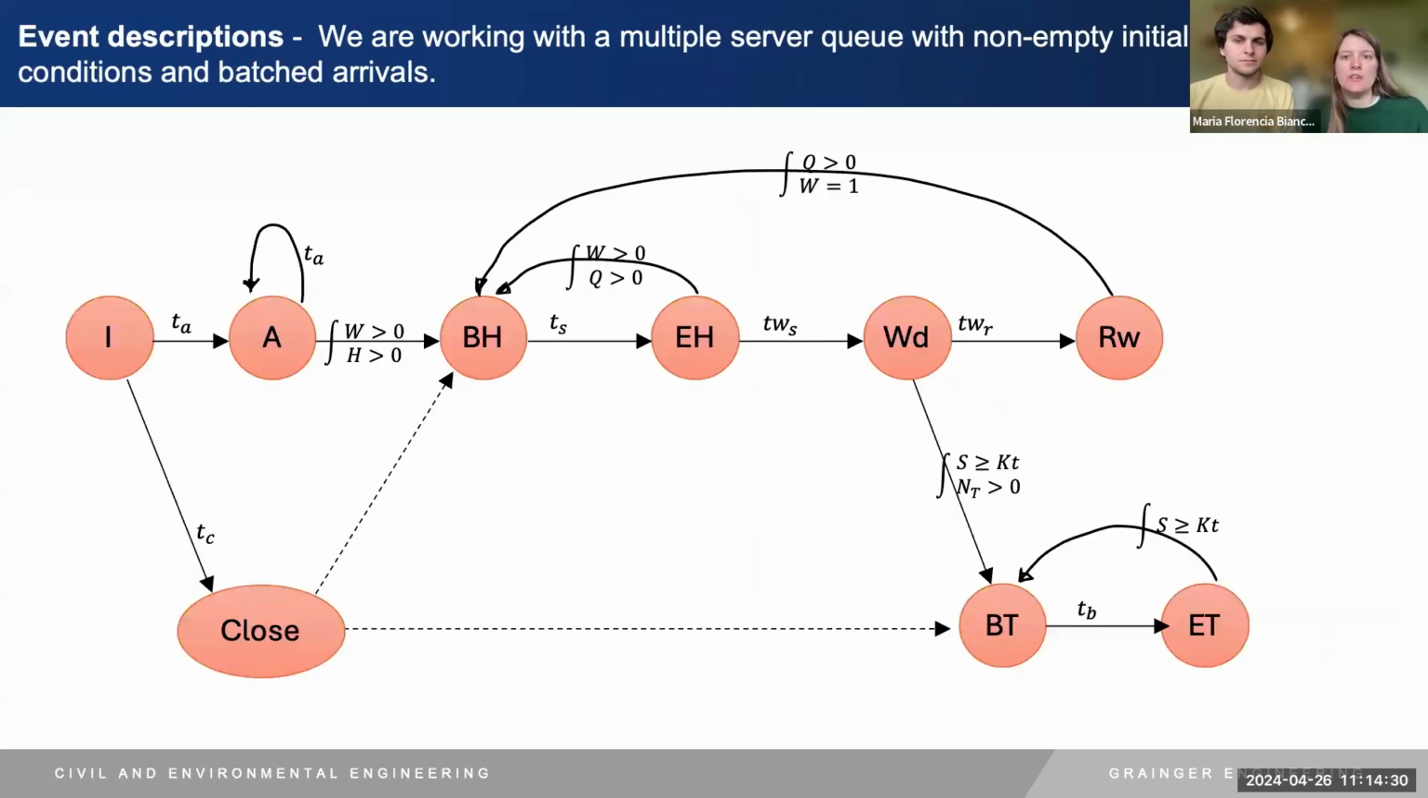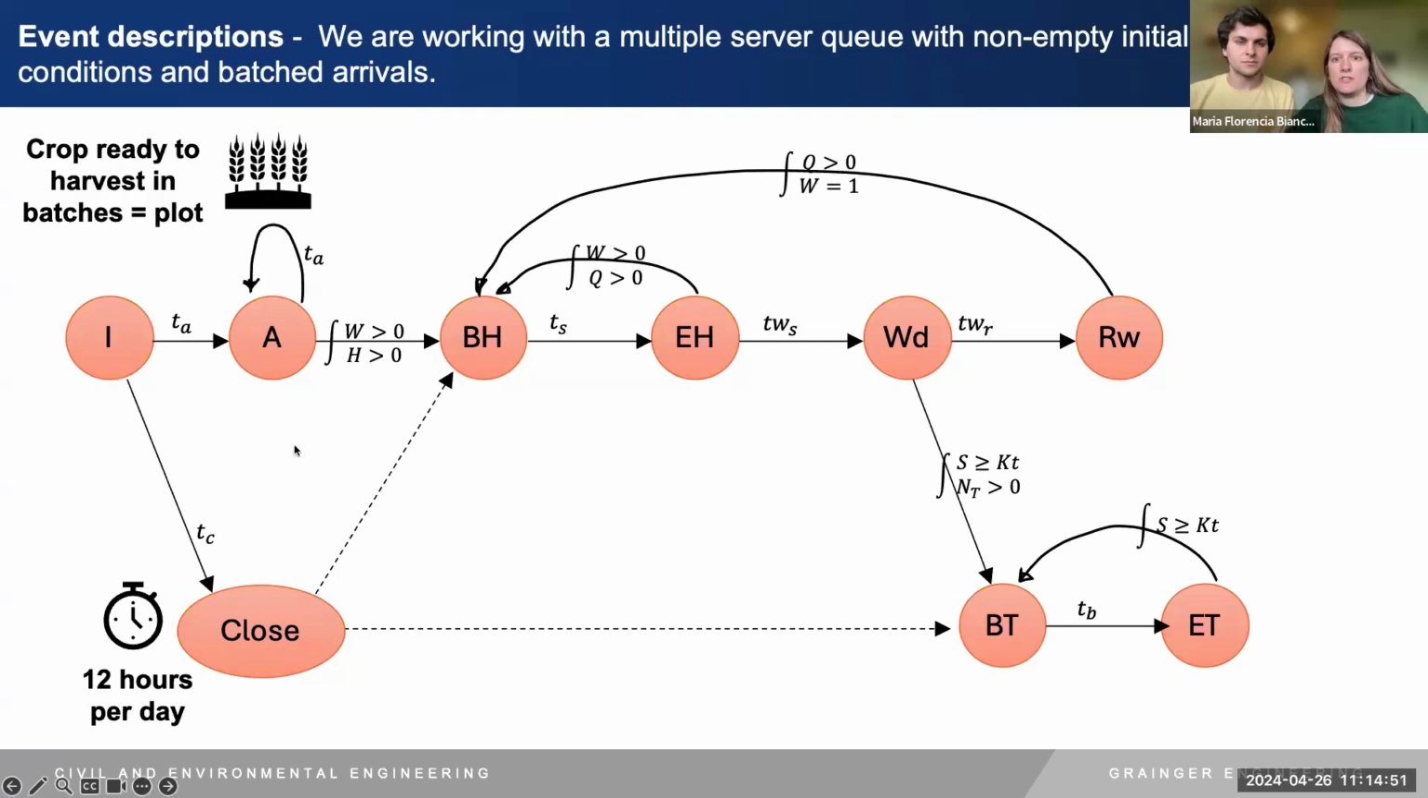We're working with a multiple server queue with non-empty initial conditions and batch arrivals. The workday was assumed to be 12 hours per day, canceling only the beginnings of service and not the arrivals of the crops, since crops can mature during the night. Crops arrive when they mature, in batches equal to the randomly generated mass of each plot.